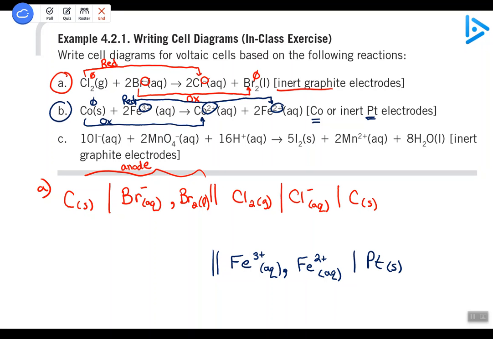So that's my cathode. I can now do my anode on the left-hand side, where cobalt is being oxidized from a solid into an aqueous state. Cobalt can act as my electrode, so I don't need to add another inert electrode. I'd be able to clip my alligator clip onto this cobalt.